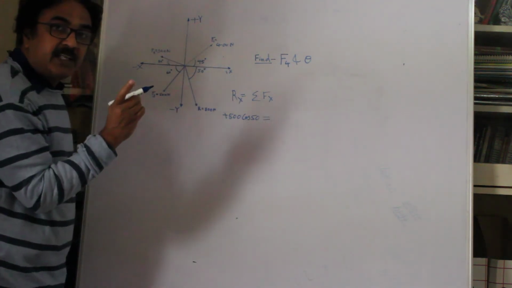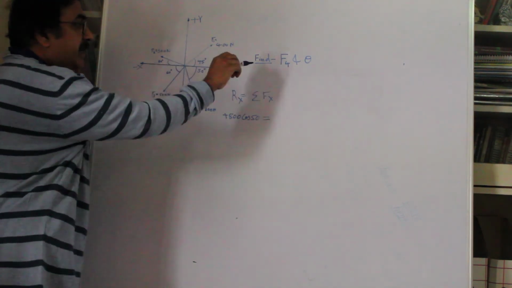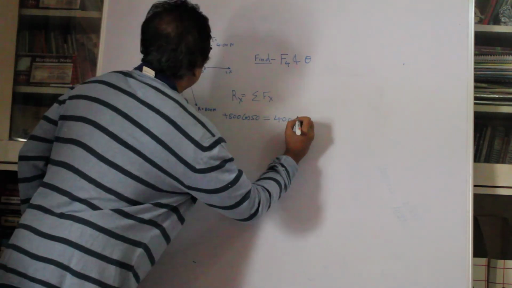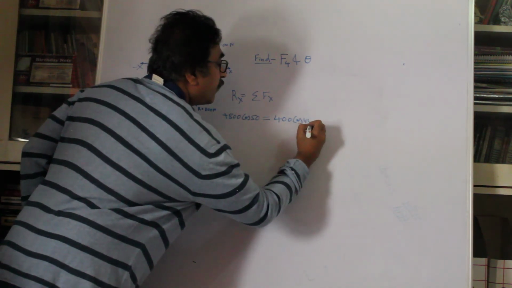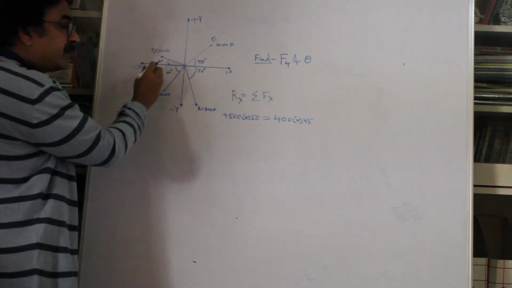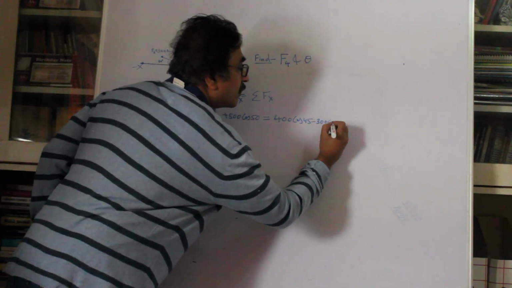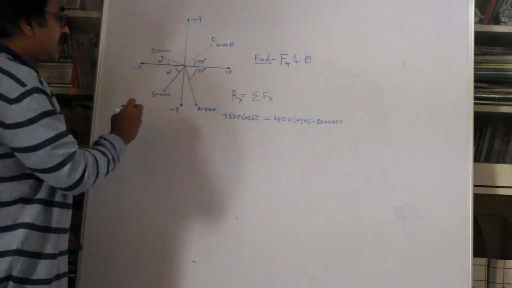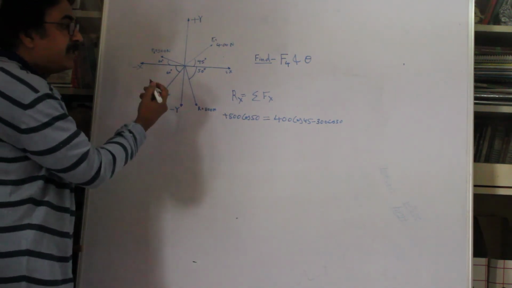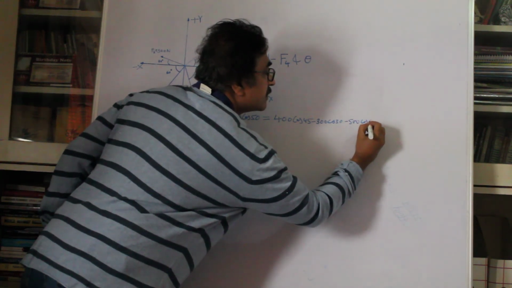Sigma Fx will include F4 also. So start with F1. F1 resolved horizontally, it will be towards right, towards positive direction. So I'll write this as 400 cos 45. Similarly, come to F2. This is 300. Resolve it horizontally, cos 30 in negative direction. So it is minus 300 cos 30. Come to 3rd force. It is 500. Resolve horizontally, it will be 500 cos 60 in negative direction. So minus 500 cos 60, right?